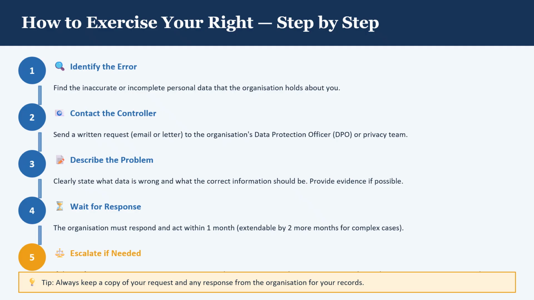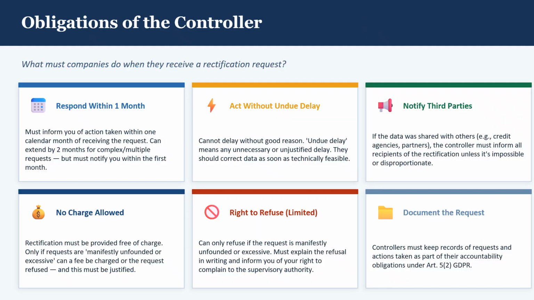Obligations of the controller. What does Article 16 actually require of the organizations holding your data? 1. Respond within 1 month. The controller must inform you of the action they've taken within 1 calendar month of receiving your request. If they need more time for complex cases, they can extend by up to 2 more months, but they must notify you of this within the first month and explain why.